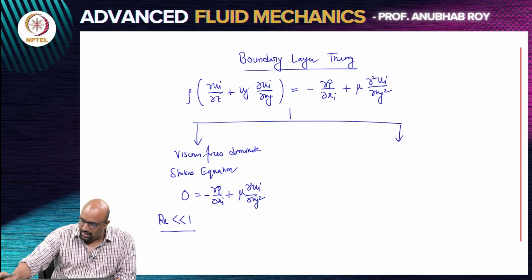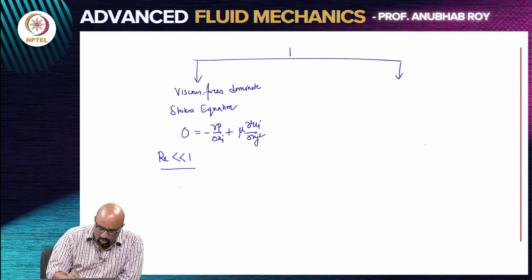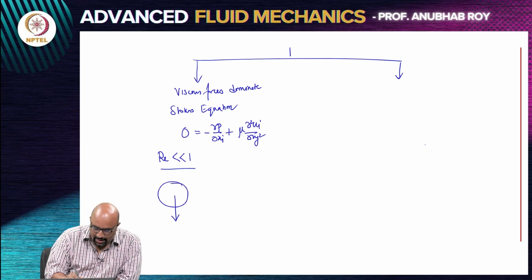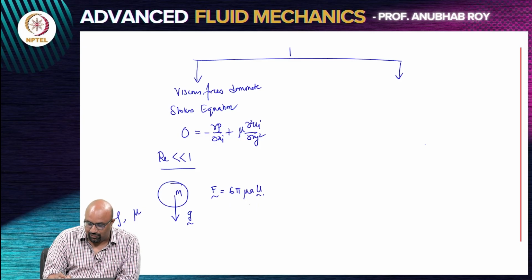Now, what do you achieve from this equation? What you gain out of this equation is you can do a lot of calculations that can be compared with experiments. Say, for instance, there is an object of mass m that is falling due to gravity in a very viscous fluid which has density rho and viscosity mu. What you can compute is the drag force. If the object was moving with a velocity u, it would experience a drag force that is 6 pi mu a u.